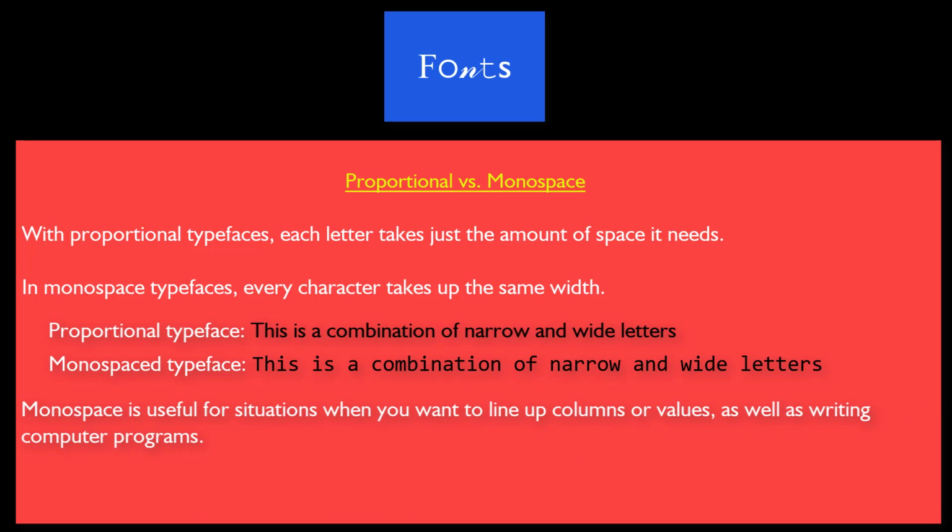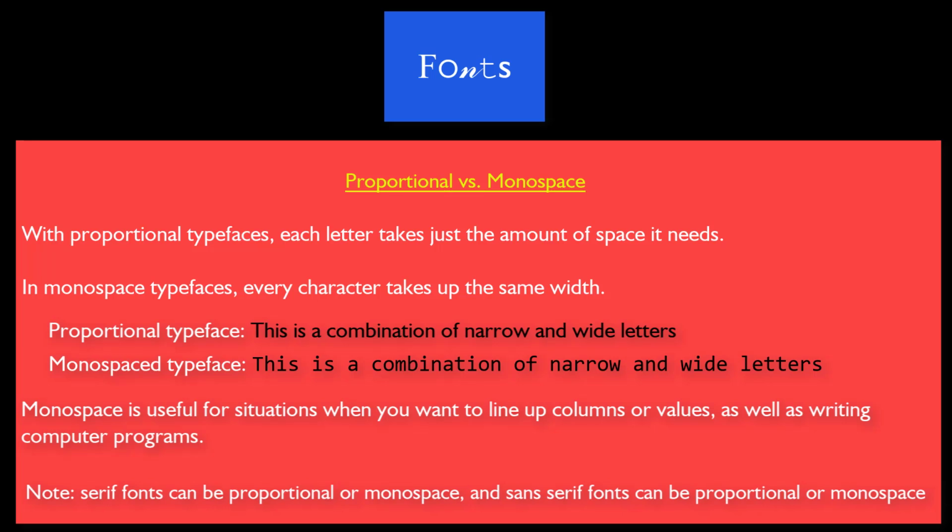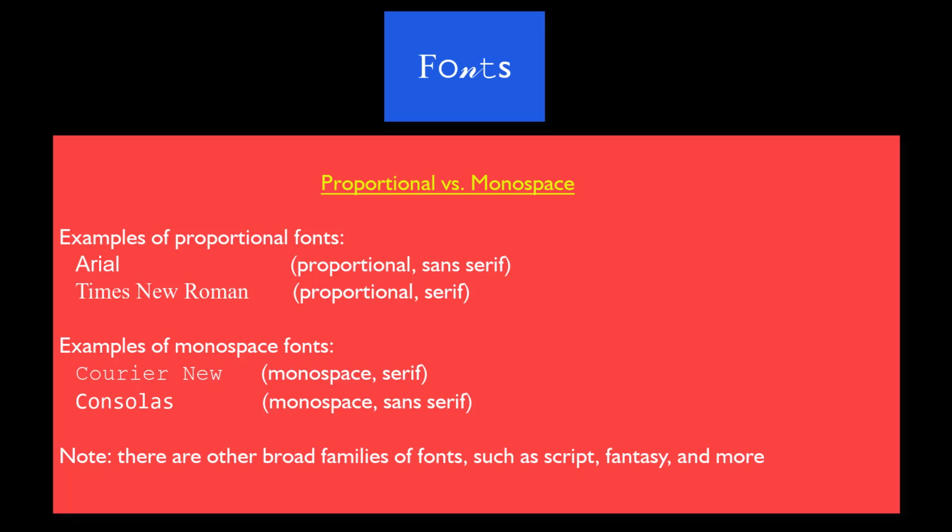Monospace is useful for situations when you want to line up columns or values, as well as writing computer programs. Note, serif fonts can be proportional or monospace, and sans serif fonts can be proportional or monospace. Here are some examples. For a proportional font, we have Arial, which is both proportional and sans serif, and Times New Roman, which is proportional but serif. And for monospace fonts, we have Courier New, which is a monospace font with serifs, and Consolas, which is monospace without serifs.